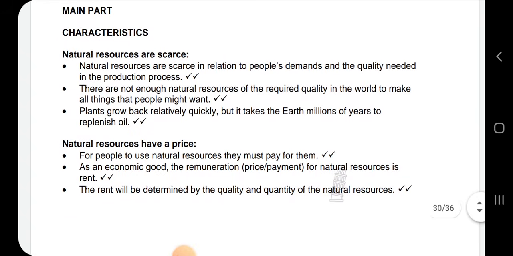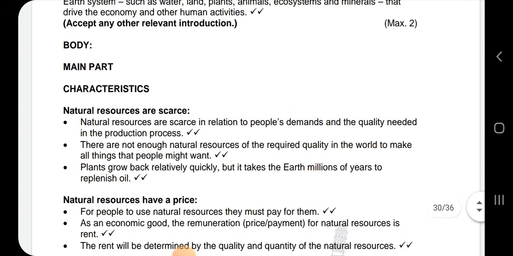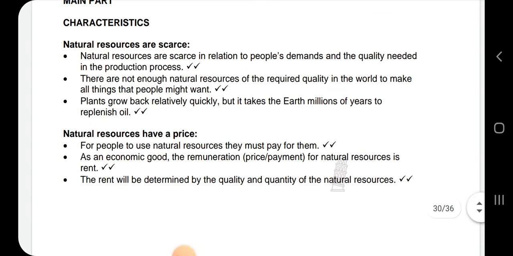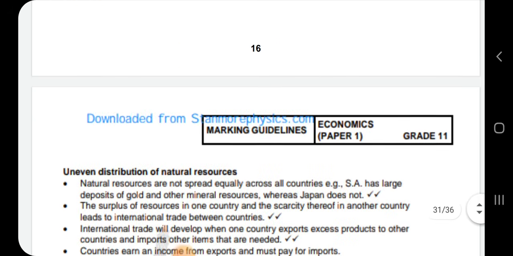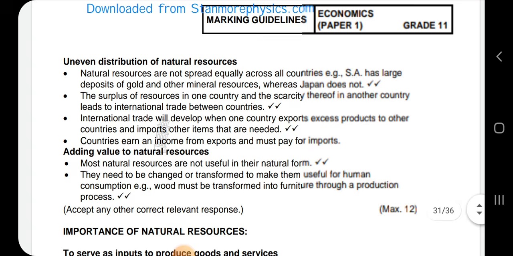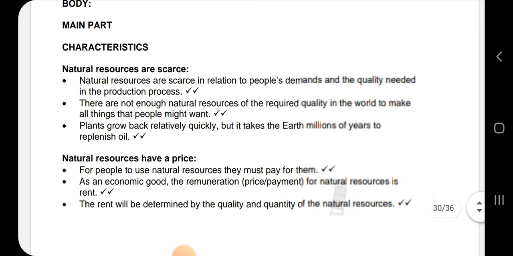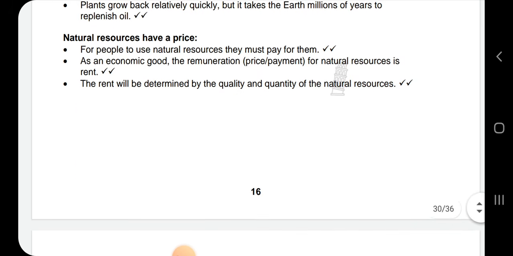And then the main mark, the characteristics. We are talking about the characteristics of natural resources, right? Natural resources are scarce. Natural resources have a price. Those are their characteristics. There is an uneven distribution of natural resources. And then adding value of natural resources. How do they add value? These are the characteristics. So if you are given this topic, this is how you are supposed to answer it.